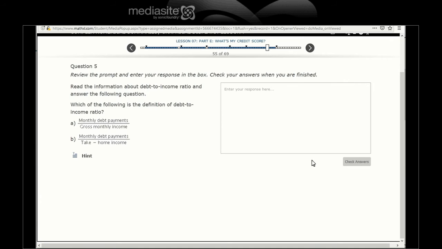So monthly debt over gross monthly income. Not take-home pay, gross.